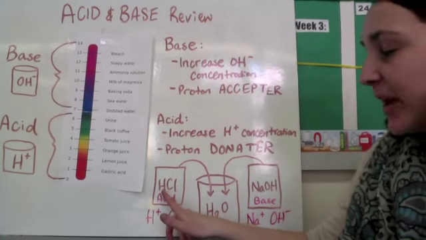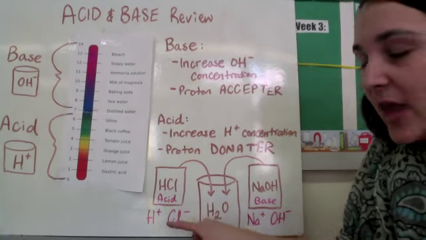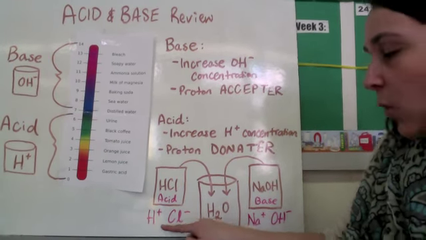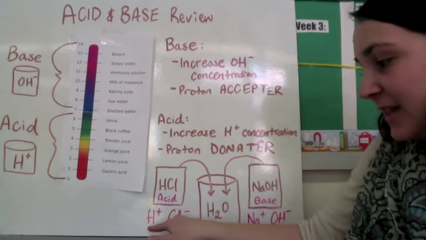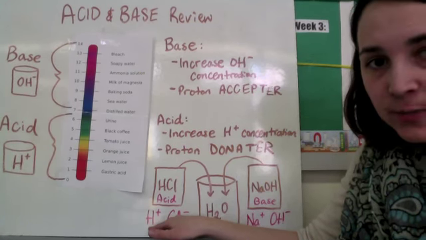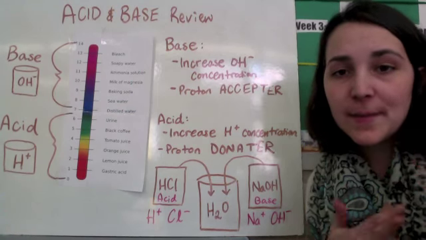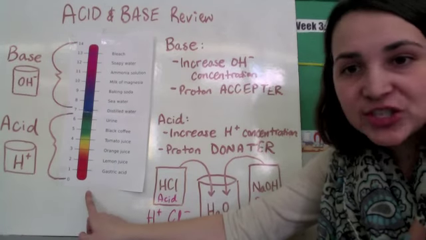So in that case, we might have something like HCl, where we have hydrogen and chloride, and that would break apart into H and Cl once it goes into our solution. So in the solution, it's adding this H plus concentration. Now we can measure H plus, or the amount of H plus, using something called a pH scale.